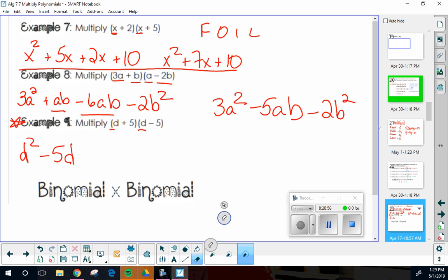And then we're going to do the inner. What is that? Plus 5d. And then the last one, what is that going to be? We're multiplying. What is that going to be? Yes, negative 25. Look what happens. What happens to this right here? It cancels out. So our answer is going to be d squared minus 25.